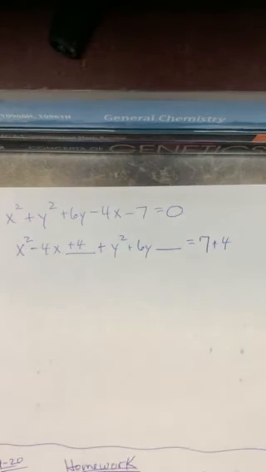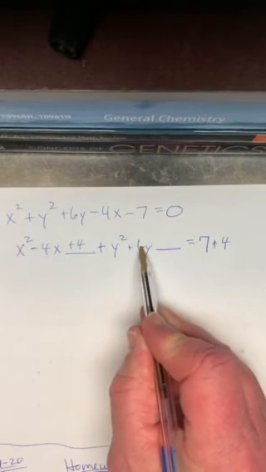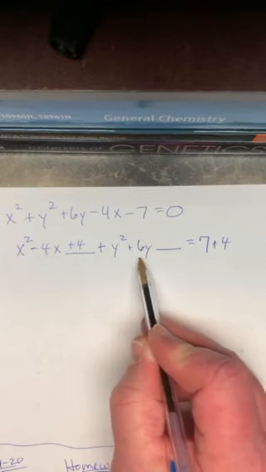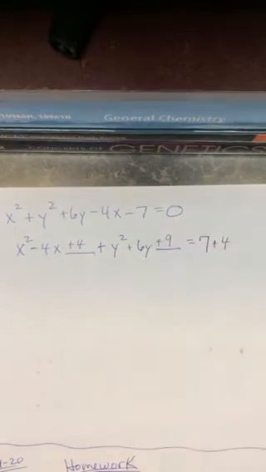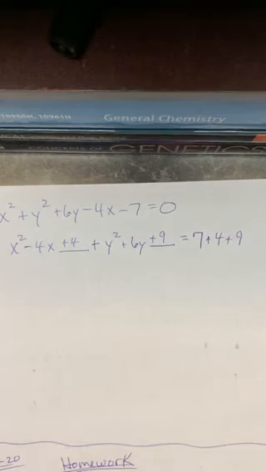Look at your second family. Take the middle number and divide it by 2. What's +6 divided by 2? Well, that would be what? 3. And 3 squared, you're supposed to square that number. 3 squared would be 9. And whatever I do to one side, I do to the other.